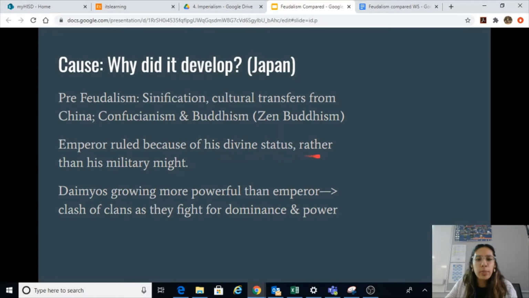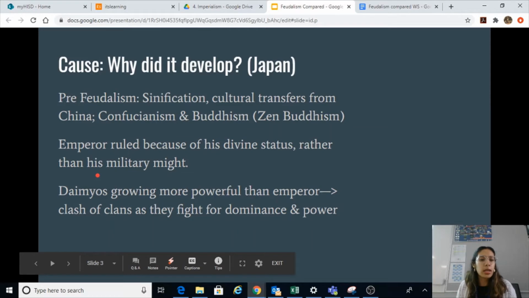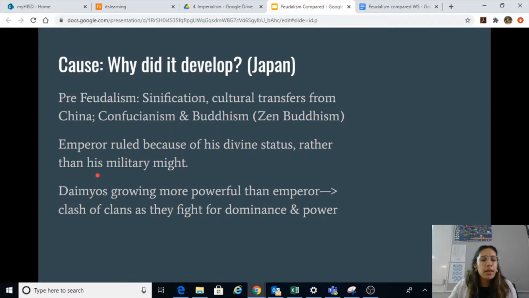So he ruled Japan because of his status in relation to the gods, instead of his military might. Didn't have a lot of military might. So this is going to actually cause the emperor to lose his power politically. So we're going to have local lords rule parts of Japan in little clans, and they are called daimyos. So daimyos are going to be our local lords that are ruling clans that have control over a certain piece of land in Japan. And they're going to start to grow to be more powerful than the emperor.